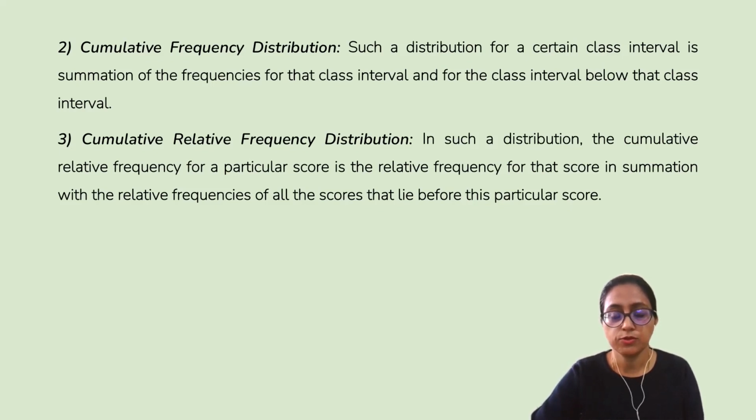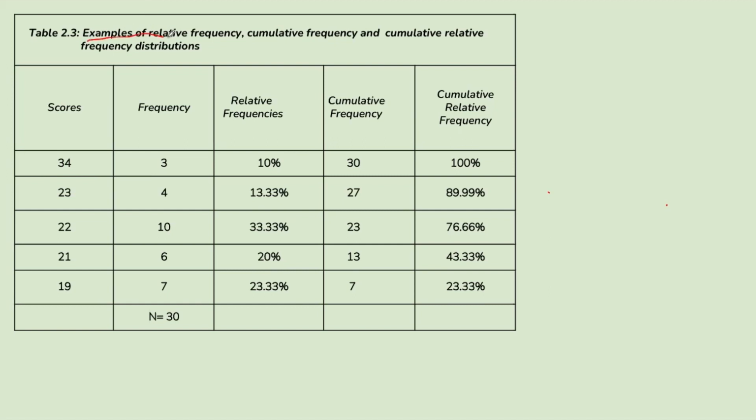The next example we will see is how to calculate these relative frequency distributions. Now let us see these examples of relative frequency, cumulative frequency, and cumulative relative frequency distributions. In this table, we are given the scores or the marks, and the corresponding frequencies. The scores are 34, 23, 22, 21, and 19. Corresponding to score 34, the frequency is 3. This means 3 students have got marks 34. Similarly, 4 students have got 23 marks, 10 students have got 22 marks, and so on.